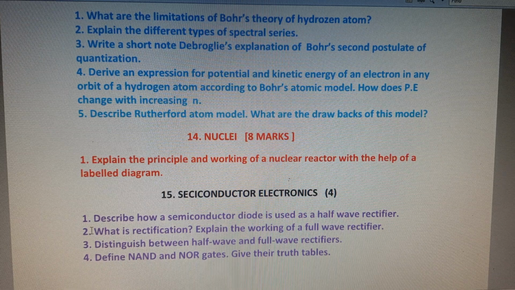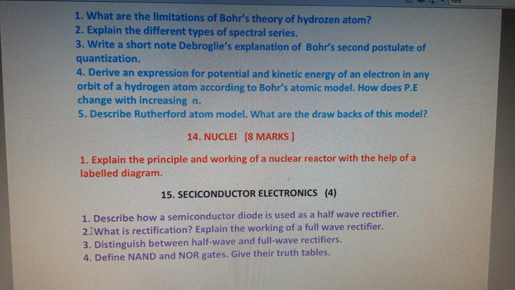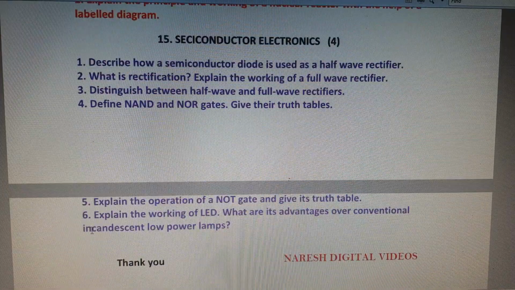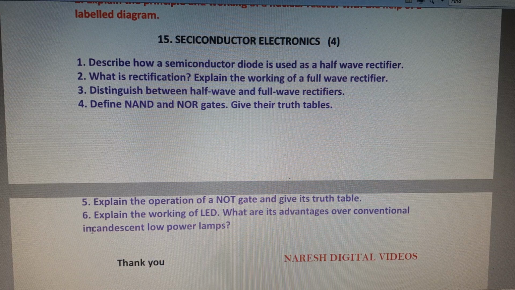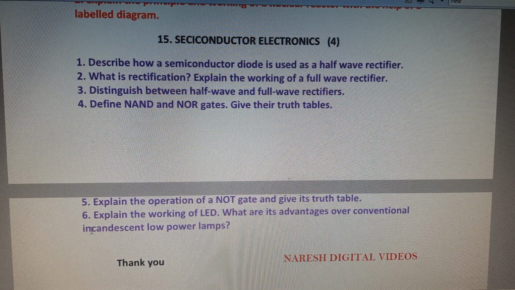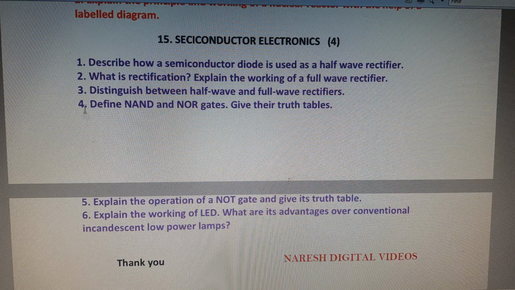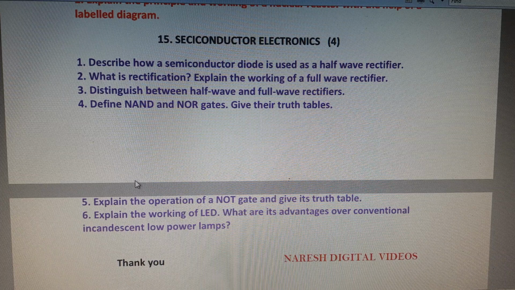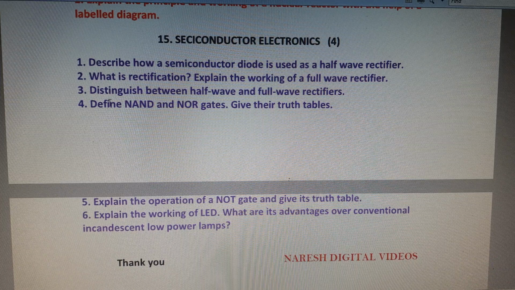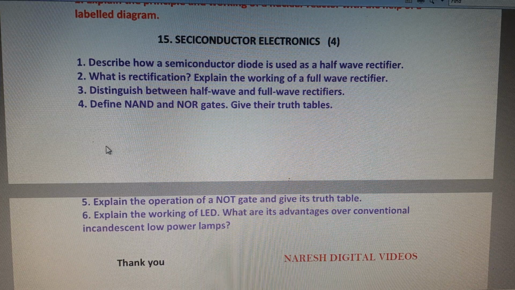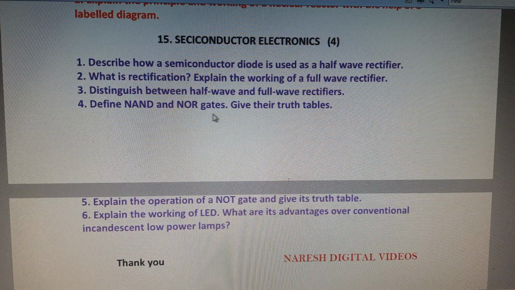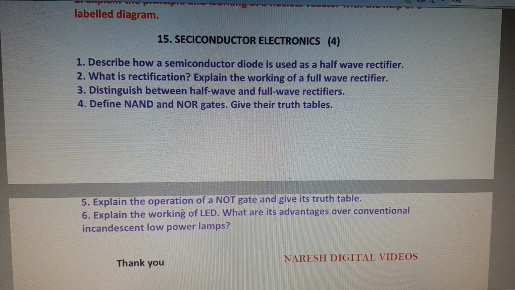And then the last lesson, semiconductor electronics. This chapter will contain a total of six 4-mark questions, but only a single question will be asked in the IPE examination. So the first question: describe how a semiconductor diode is used as a half-wave rectifier. And second question: what is rectification? Explain the working of a full-wave rectifier. And third question: distinguish between half-wave and full-wave rectifiers. And fourth one: define NAND and NOR gates, give the truth tables. And fifth one: explain the operation of a NOT gate and give its truth table.